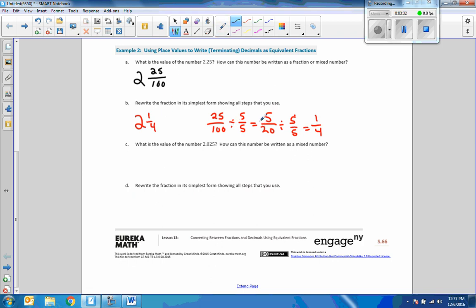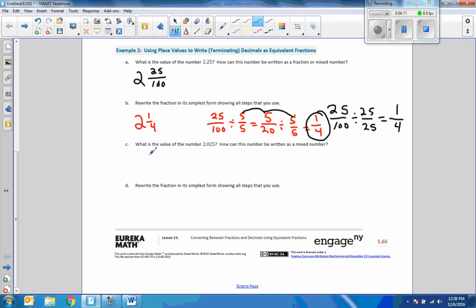Now I just want you to realize that these two steps were not necessary, but it's not wrong to do it in two steps. I could have also done 25 over 100 and realized that 25 would go into 100 evenly. So if I divide the top and the bottom by 25, then I get 25 divided by 25, which is 1, and 100 divided by 25, which is 4, and that's what I got in two steps. So the fraction in simplest form is 2 and 1 quarter. 2.25 is 2 and 1 quarter.